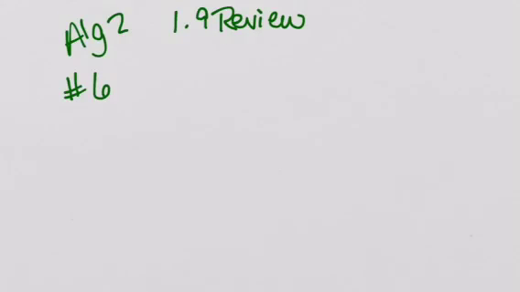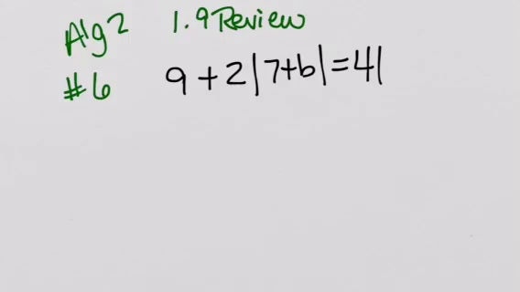Okay, this is for 1.9, which is also your Chapter 1 test review. This one's number 6 that I'm going to cover here, and it looks like this. If you look at this, this is an absolute value equation.